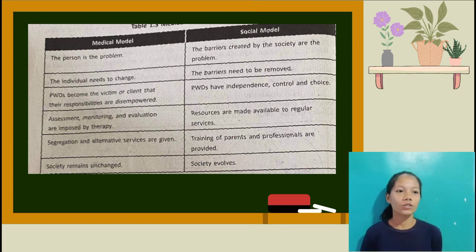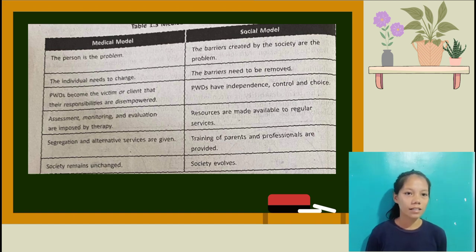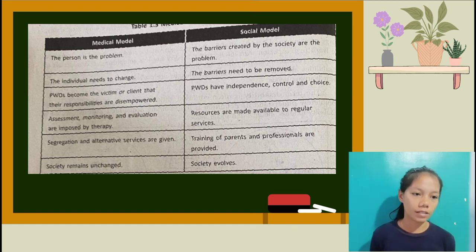While in the social model, first, the barriers created by the society are the problem. The barriers need to be removed. PWDs have independence, control, and choice. Resources are made available to regular services. Training of parents and professionals is provided. And the last, society evolves.